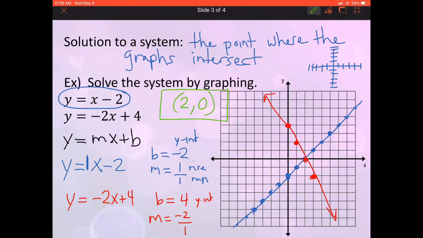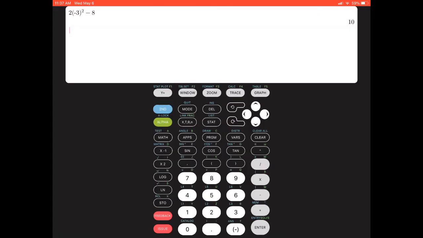I could have also used my graphing calculator for this, and I'm going to graph them both in my calculator. I like to use Calculate 84 on my iPad. So in y equals, I like to put in my equation. So first one, x minus 2. Okay, and then I need to put in my other equation, which was negative 2x plus 4.